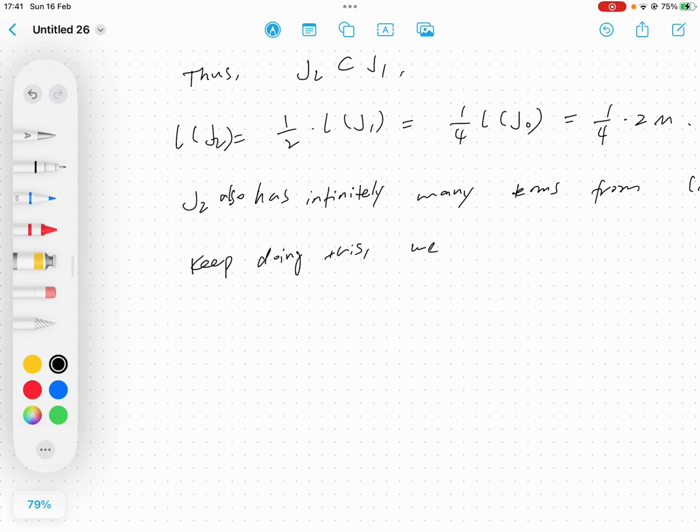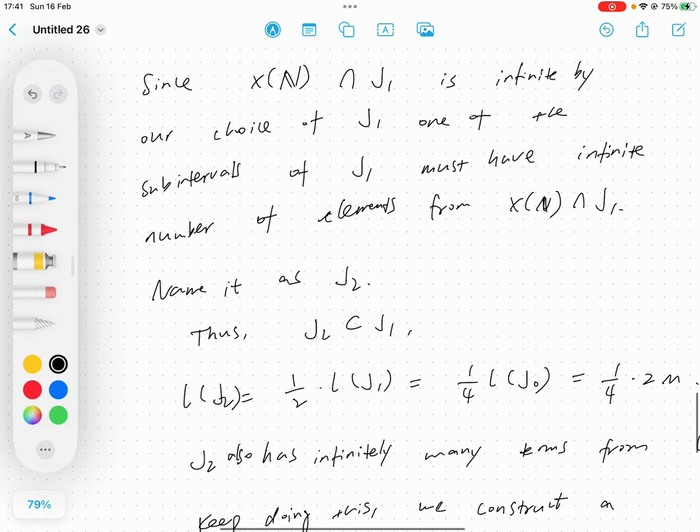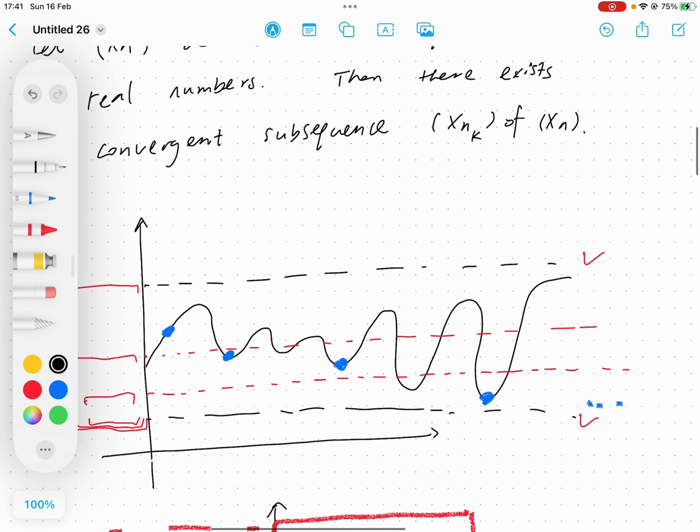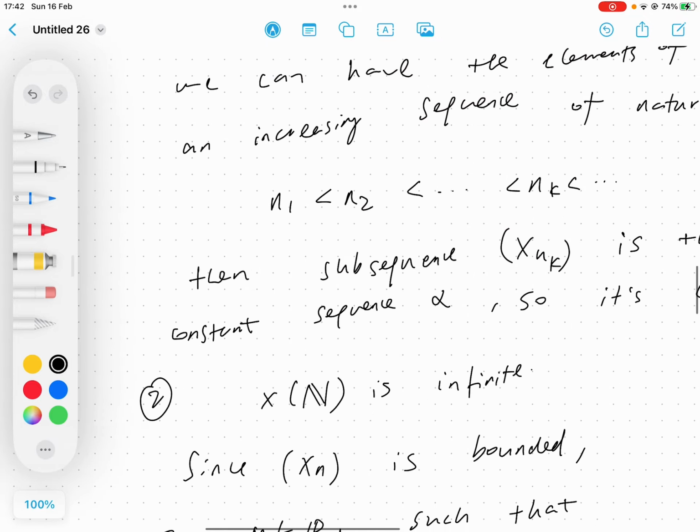Okay, then we construct a nested sequence of intervals Jn. So going back to the picture as we mentioned. For example, in this, right? Previously we have this as J0, and then we took a half of this one. So this one contains infinitely many of those points, and then we take half, right? So that's exactly what we're talking about.